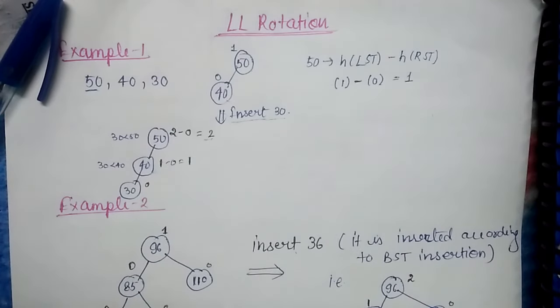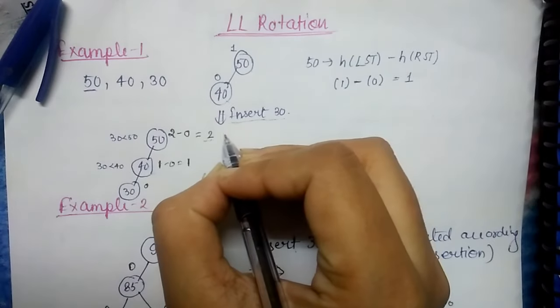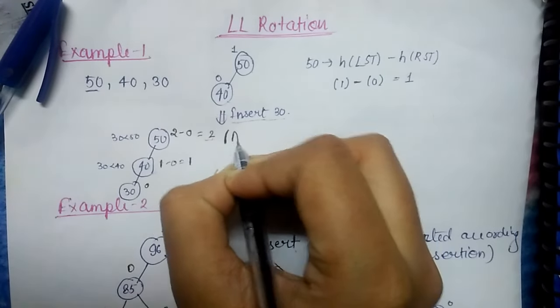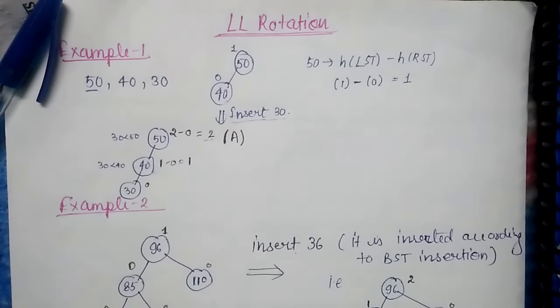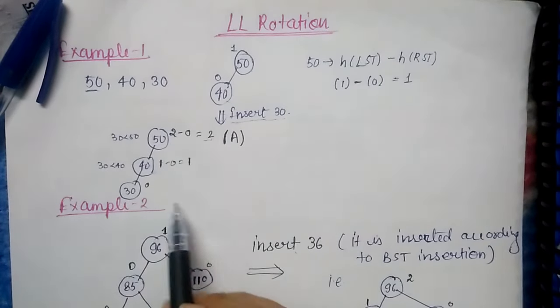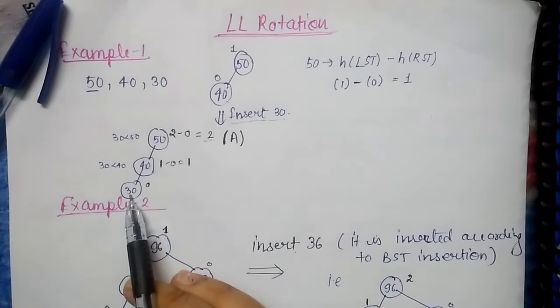Now, whatever is the affected node, give the name A to that node. Suppose 50 is the affected node, so we will write A here. Now you will see whether the insertion has been done into the left of A or the right of A. In this case, the insertion is done somewhere in the left of A.